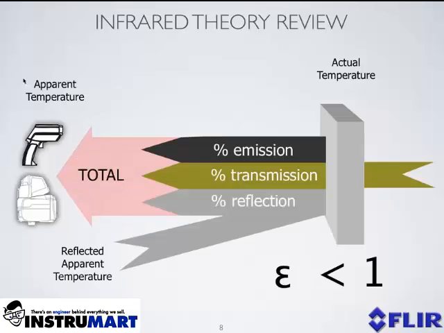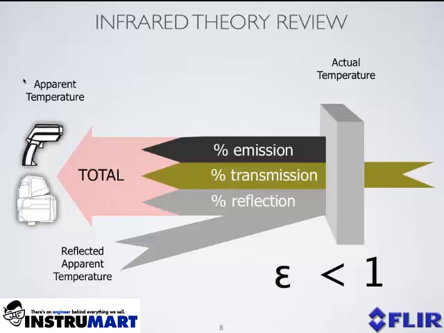Now, in reality, the objects we are likely to measure are not perfect radiators or black bodies. Our targets have emissivity values less than 1. As such, the total radiation that reaches our IR thermometer and IR camera could be a combination of emitted, transmitted, and reflected radiation.